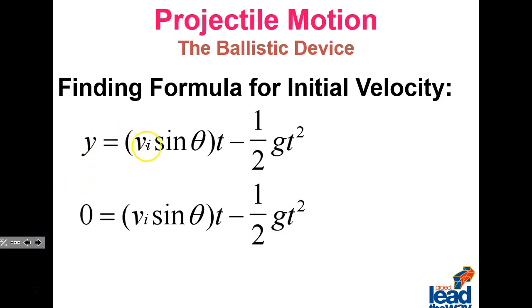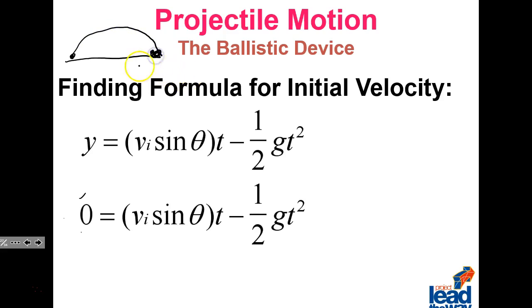All right, so we've got y equals vi sine theta t minus 1/2 gt squared, or 0 equals vi sine theta t minus 1/2 gt squared. Now, here's a little caveat to this. Project Lead the Way just throws this value in, but this is an important limit to how good this equation is going to be. If we have a projectile that's launched from this position and fires to over here, so it takes a trajectory like so.